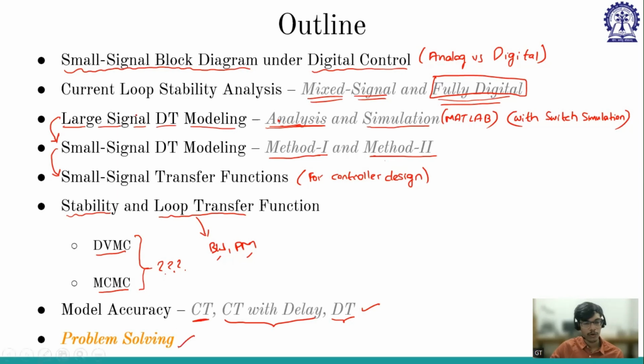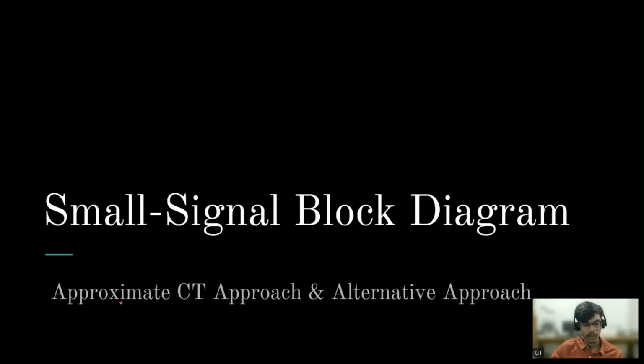So if you want me to skip any part, maybe you can inform me so that I can skip parts and we can go to the next part. So the first part is a small signal block diagram. Again, it has 2 methods. One is the approximate, CT means continuous time approach, and this is the alternative approach.